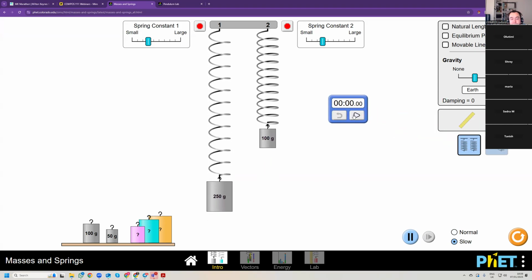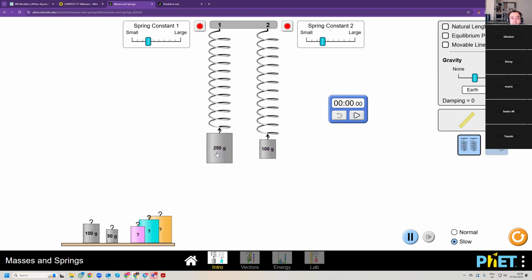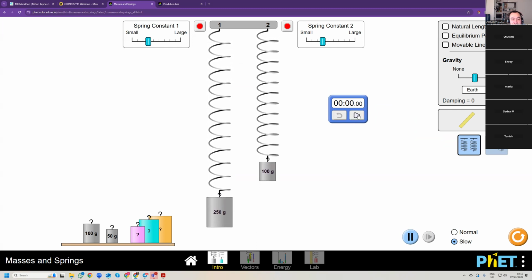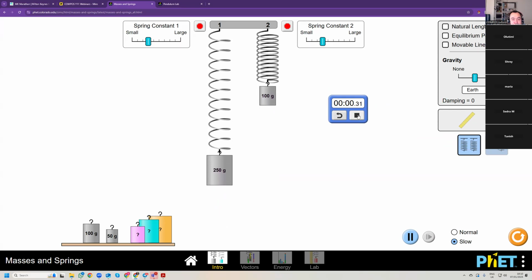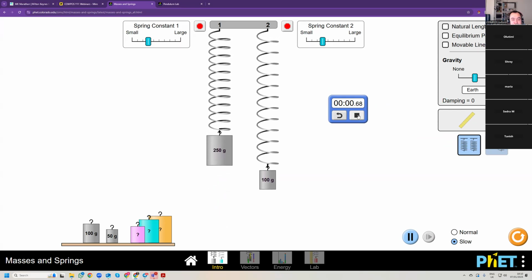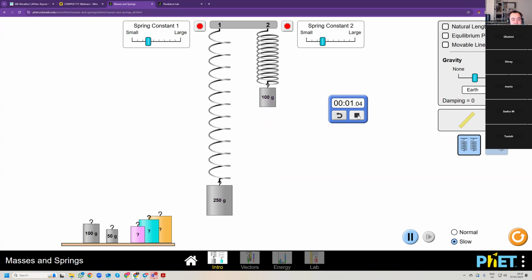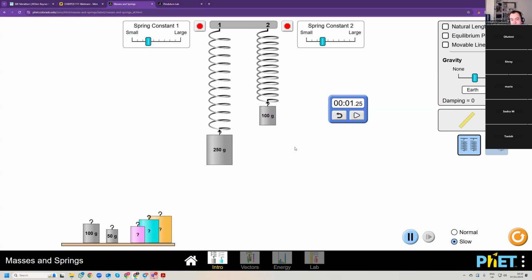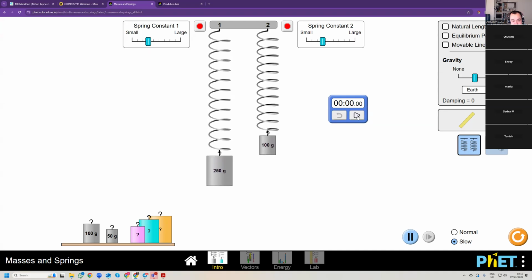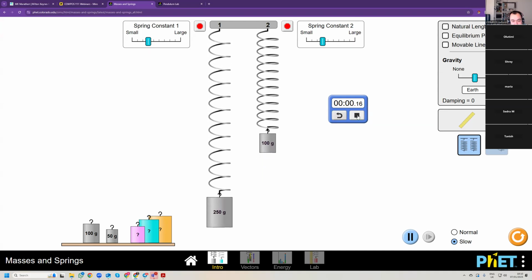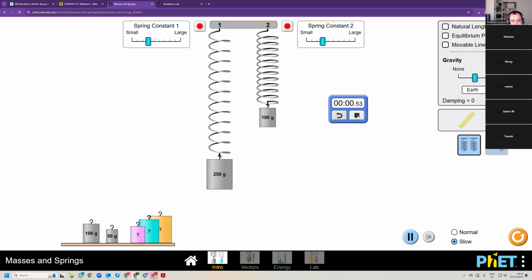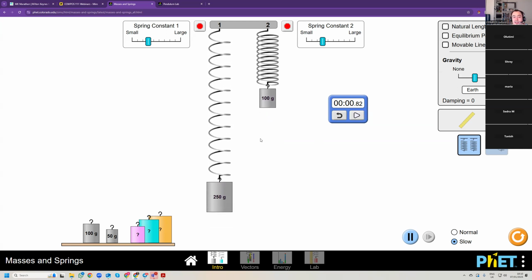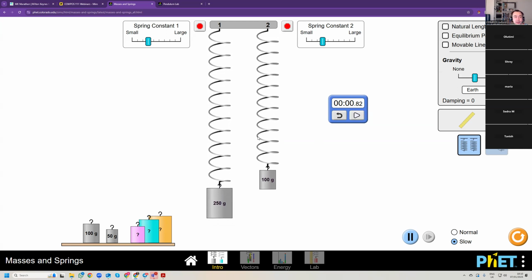If we use a timer, we can time how long it takes for the big mass. It takes about 1.2 seconds to complete a whole cycle. And for the small mass, it takes 0.8 seconds. So clearly the small mass bounces faster.